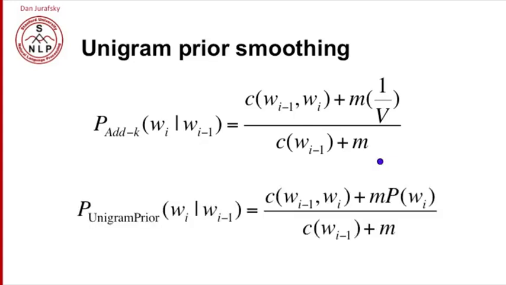So the unigram prior smoothing algorithm is an extension to add-k that says instead of adding some function of 1 over V to every bigram count, let's add something about the unigram probability. So really, unigram prior is a kind of interpolation. It's a variant of interpolation where we're adding a count and some function of the unigram probability to the bigram count.